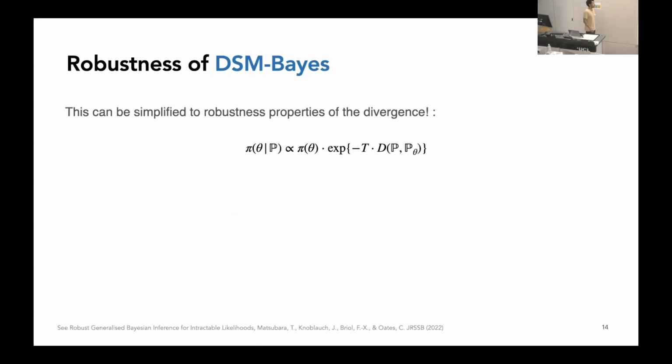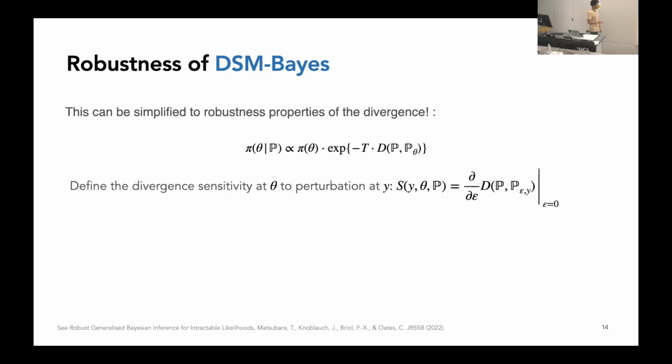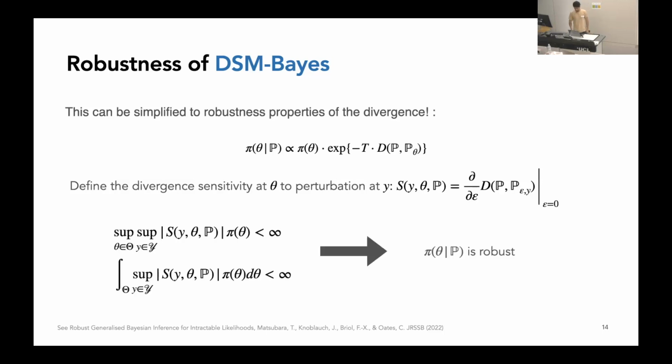We can simplify this a little more, since if you have a posterior of this form, exponential of minus a temperature times the divergence, you can simplify this to the robustness of the divergence itself. So you define the divergence sensitivity at theta to the perturbation y in the same way as before. It's just the derivative of the divergence with respect to epsilon, that is, how the divergence moves if you move the contamination. So you can get these two sufficient conditions to show whether the posterior is robust or not. If the divergence fulfills these two conditions, then you know that your posterior will be robust to outliers and misspecification.